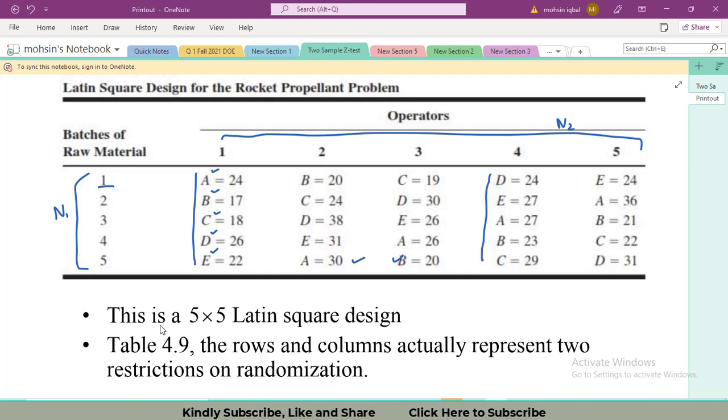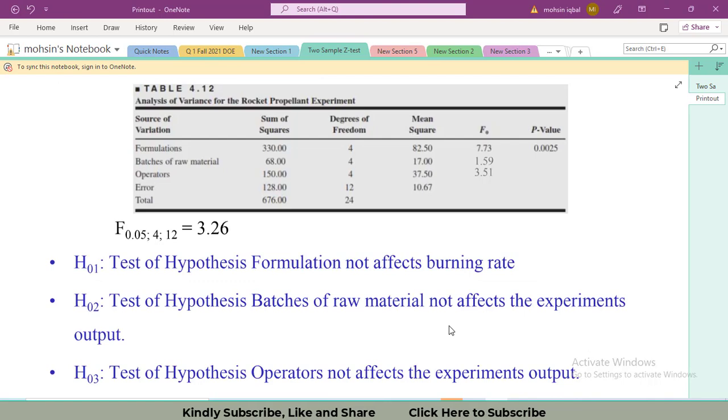So this is a 5 cross 5 design that contains equal number of rows and columns. We will formulate our hypothesis. As we have 3 factors, there will be 3 hypotheses represented by H1, H2, and H3. The first hypothesis is related to the treatments or factor of interest. We will say that the test for hypothesis formulation does not affect the burning rate. Burning rate is my response, and the formulation level is my factor of interest.